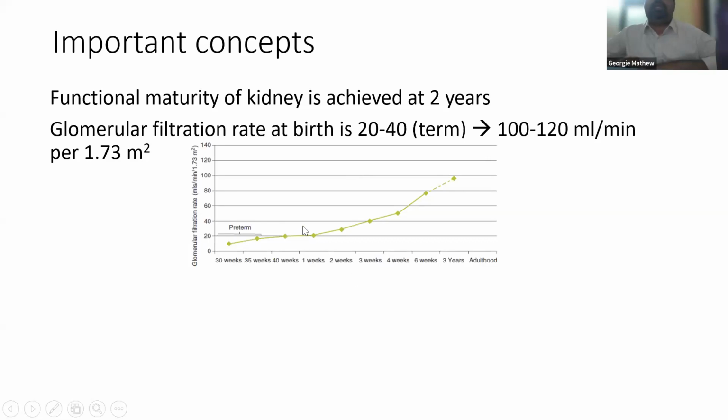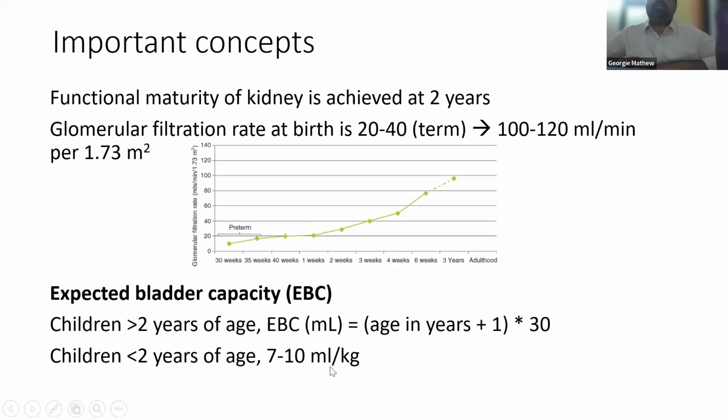You can see that this graph nicely depicts it. And you should also know that if the kidney produces urine, there needs to be a receptacle at the other end, that is the urinary bladder. In a small child, bladder capacity is usually about 7 to 10 ml per kg, and in bigger children it can be estimated by this formula: age in years plus 1, multiplied by 30 in ml, would be the expected bladder capacity. So when you are evaluating somebody with polyuria, you should always look at the absolute total daily urine output, the individual urine output volumes, as well as the frequency of urine output, and also the kidney concentrating capacity along with glomerular function. These are all important concepts.